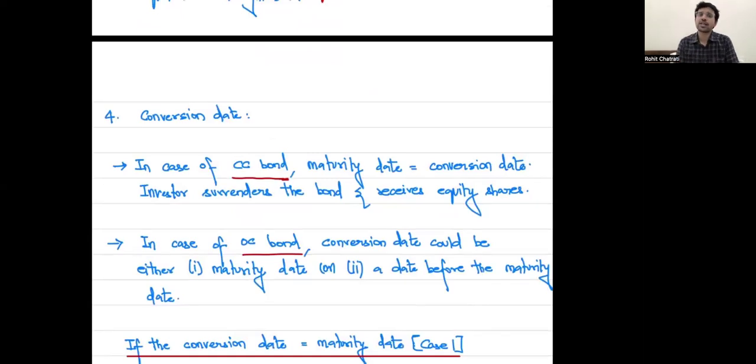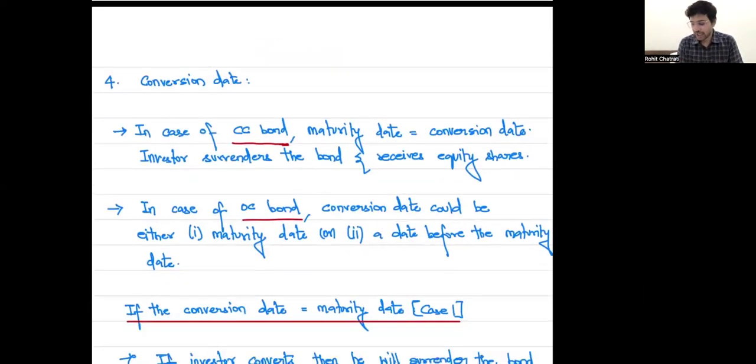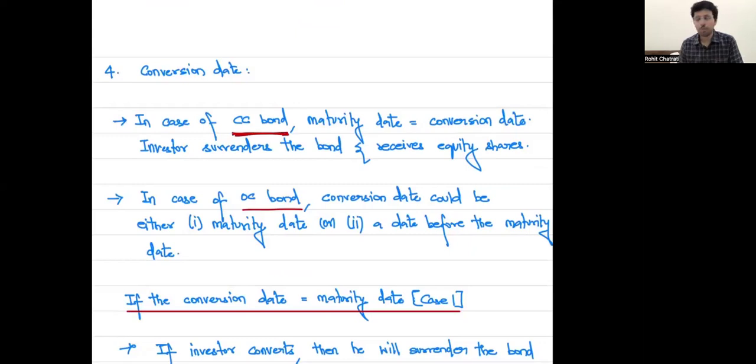All right. Now let's move on to conversion date. In case of a compulsorily convertible bond, the maturity date is always going to be equal to the conversion date. The conversion date will actually be on the maturity date. We had a maturity of 3 years. At the end of third year, it is going to be compulsorily converted into equity shares. Therefore, the conversion date is equal to the maturity date.